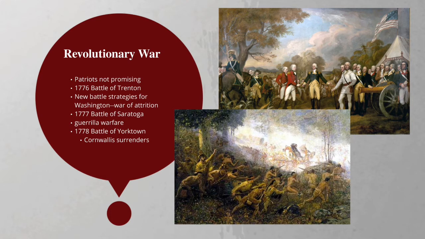Late on December 25th, about 4,000 Americans crossed the icy Delaware River to march on Trenton in 1776, where they took a 1,400-man force of Germans by surprise. The mercenaries, or Hessians, surrendered after only a brief fight, and then a week later, the Americans defeated a British force at Princeton, New Jersey.